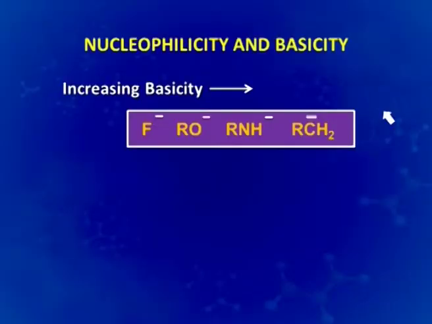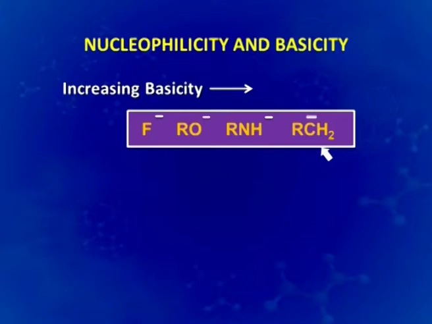Now the most crucial comparison between nucleophilicity and basicity. Let's take a few examples wherein we find a reverse order of these two factors. So, if we take fluoride, alkoxide, amine and RCH2 minus, what do we observe? We see that in this case the order of basicity is: fluoride is the most basic, then RO minus, then amine, and lastly the alkyl or the carbanion group.